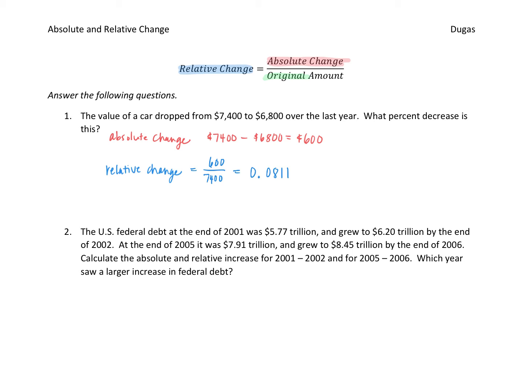What percent decrease is this? So the percent decrease is associated with the relative change. So you would change the 0.0811 to a percent by multiplying by 100. So you would say it's an 8.11% decrease.